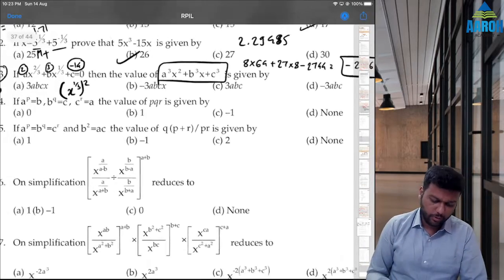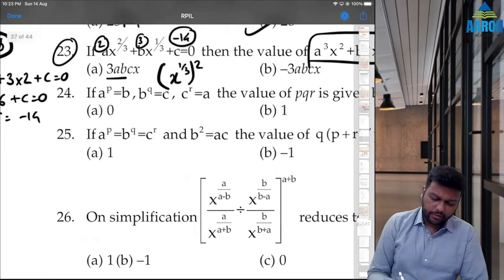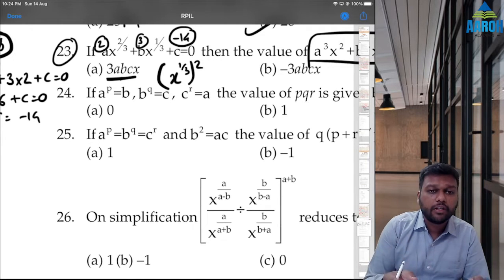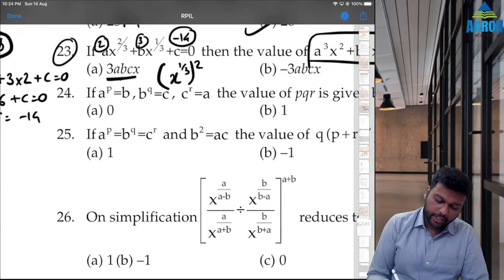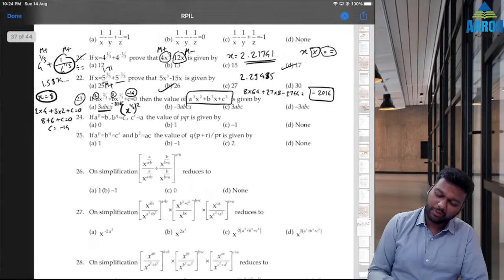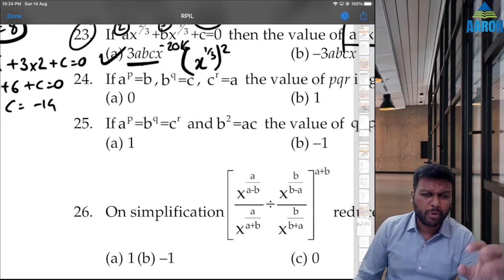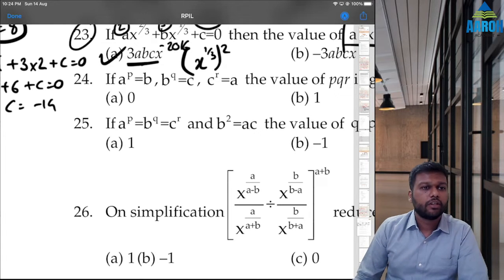Negative 2016. Okay, now let's check option 1. 3 into abcx. So 3 into 2 into 3 into negative 14, into x is 8. So we are getting minus 2016 with option A only, right? So option A is the correct answer. That's it. So no need to go into proper solving of this, because that is going to be very complicated. Okay, so let's go ahead.